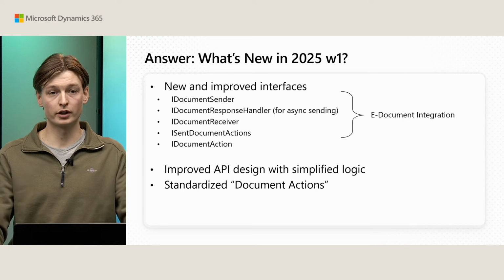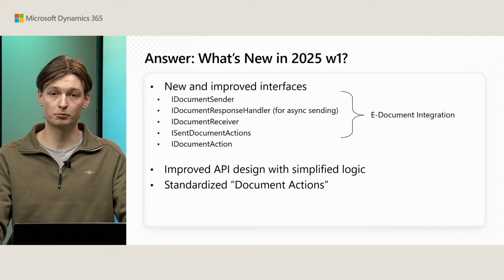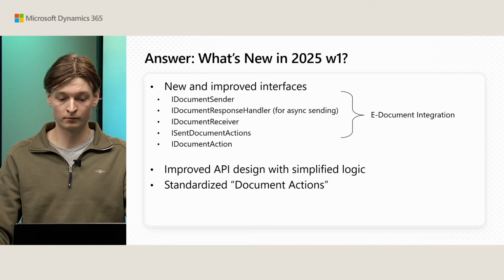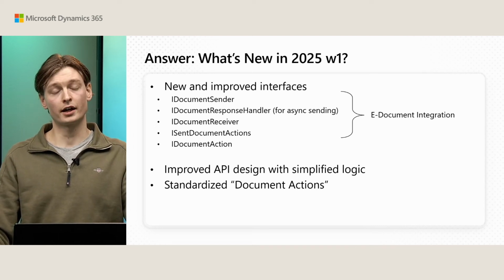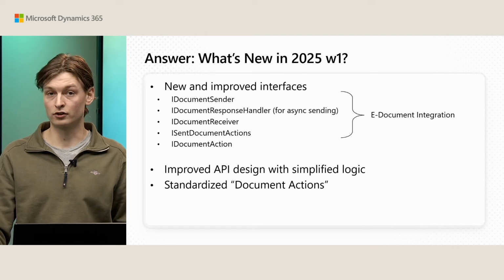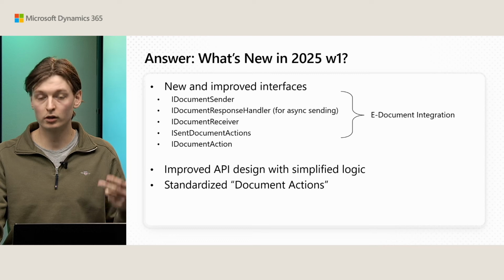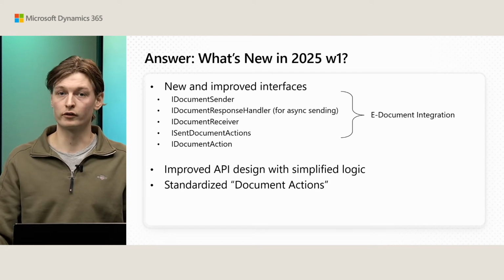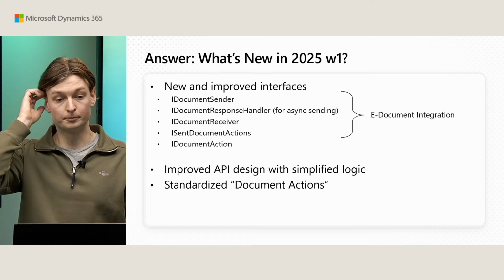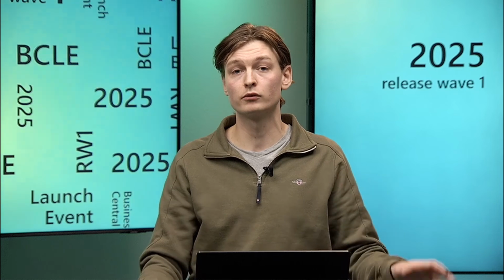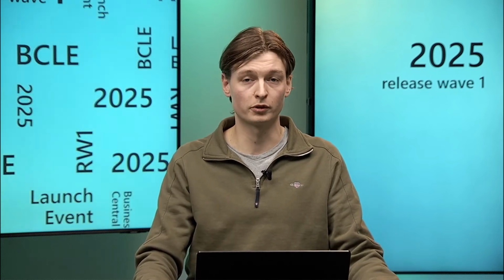So this is an improved API design with simplified logic, both in the framework, but also in the connectors. And then we added this IDocumentAction interface as a way of standardizing document actions. And what do I mean by that? Well, some connectors might want to do specific calls to their service, do specific actions, and we want to give you that opportunity without having to deal with state management in the e-document framework.